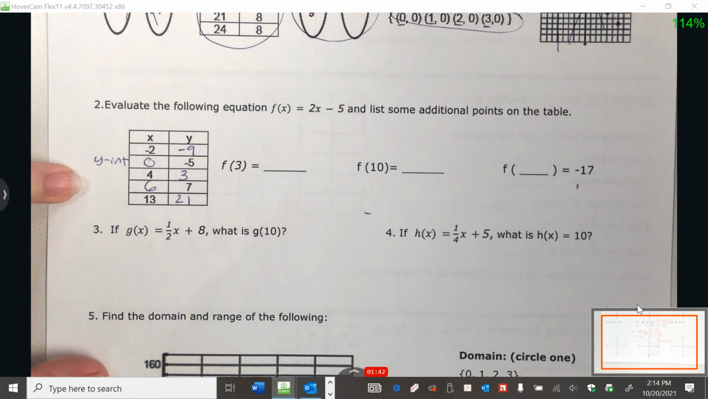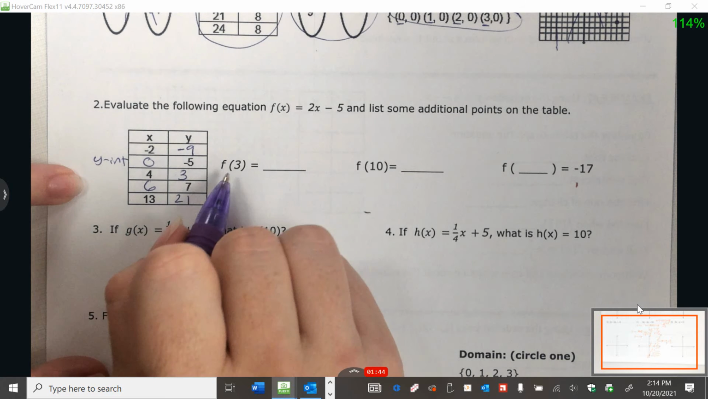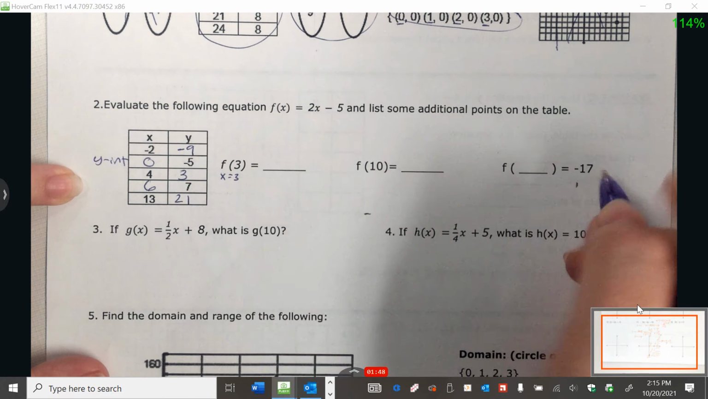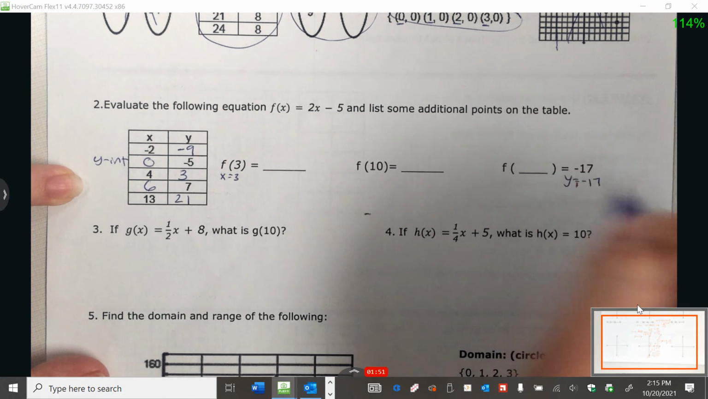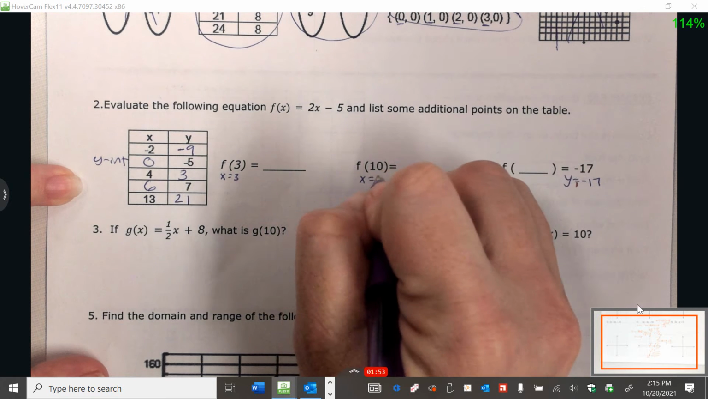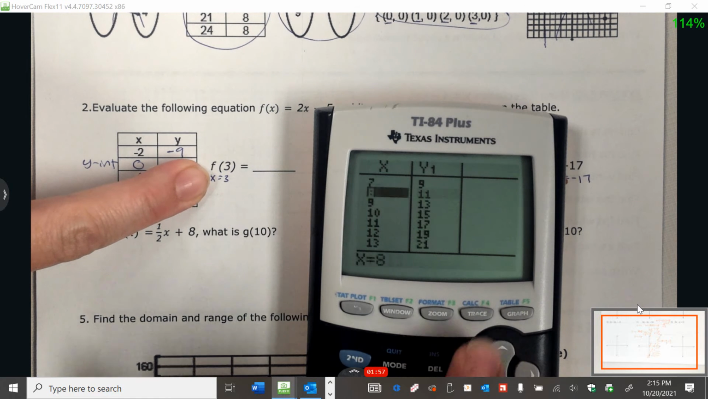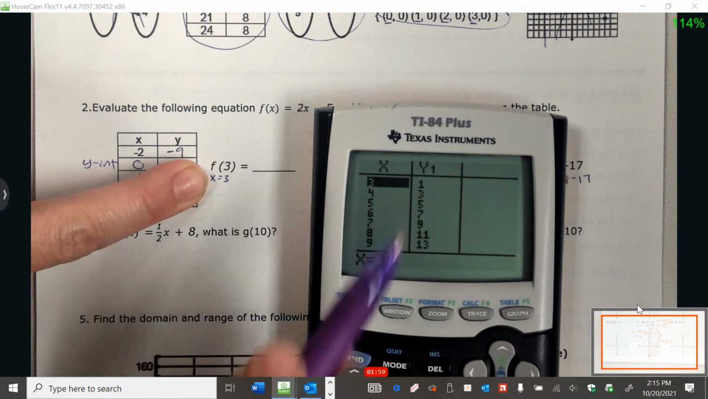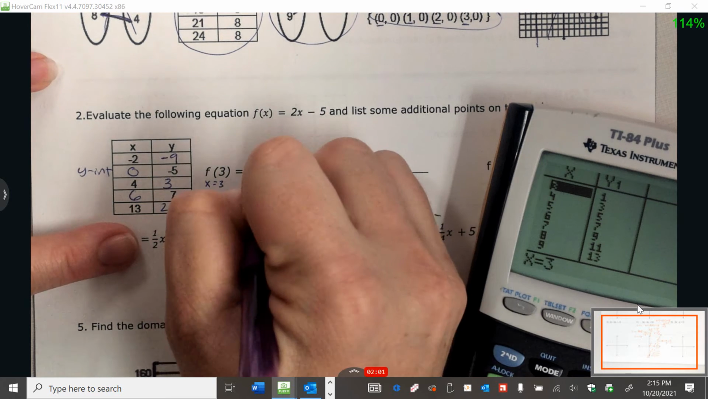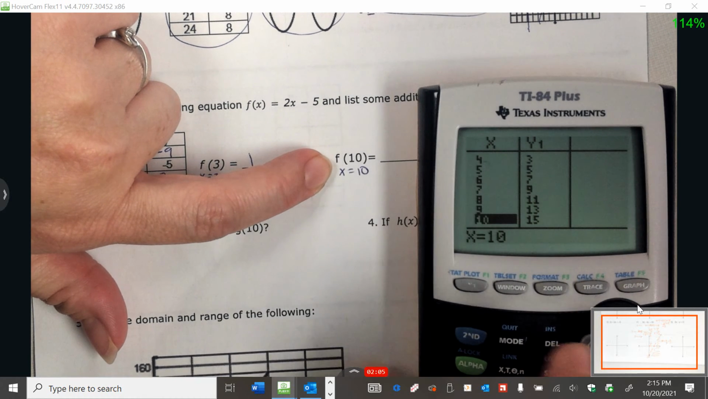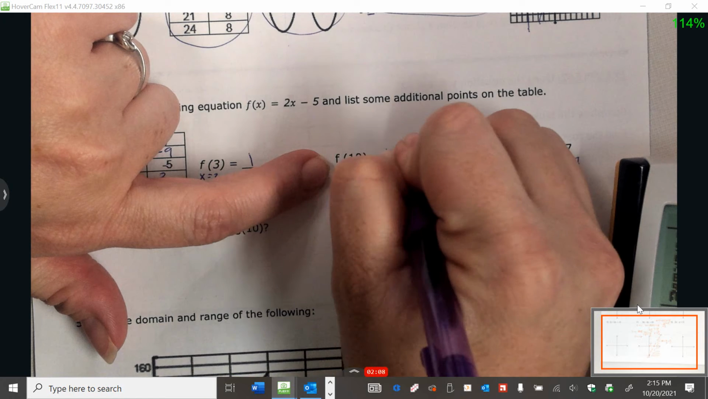Okay, then we're going to dive into function notation. Remember, inside is your input, that's your x. Outside is your output, that's your y. So this is inside, so that's giving me x. So I'm going to find where x is 3, y is 1, so f of 3 equals 1. I'm going to find where x is 10, y is 15, so f of 10 equals 15.